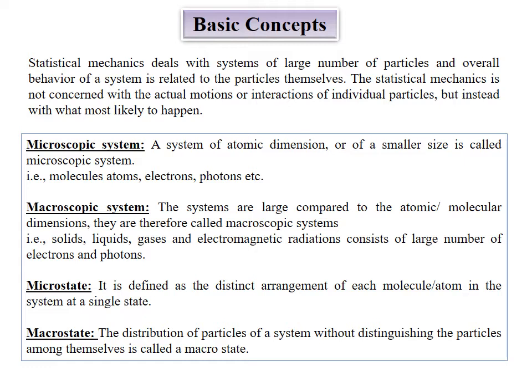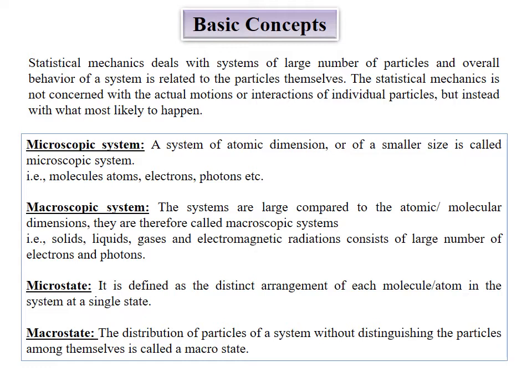A system of atomic dimension or of smaller size is called a microscopic system. Systems that are large compared to atomic or molecular dimensions are therefore called macroscopic systems. The examples for the microscopic system are molecules, atoms, electrons, photons, etc. The examples for the macroscopic system are solids, liquids, gases, electromagnetic radiations, and so on.